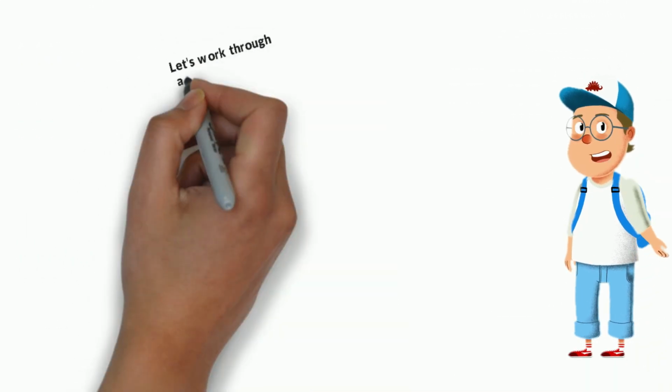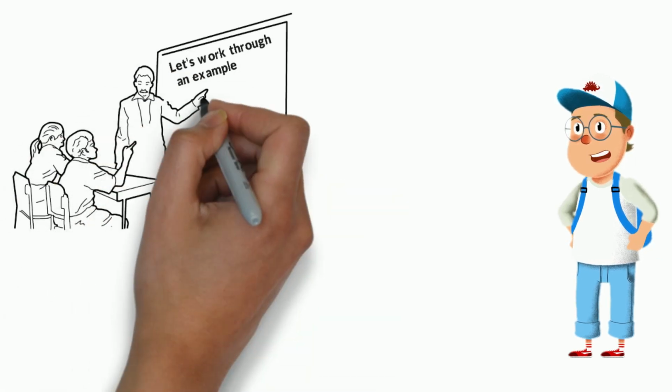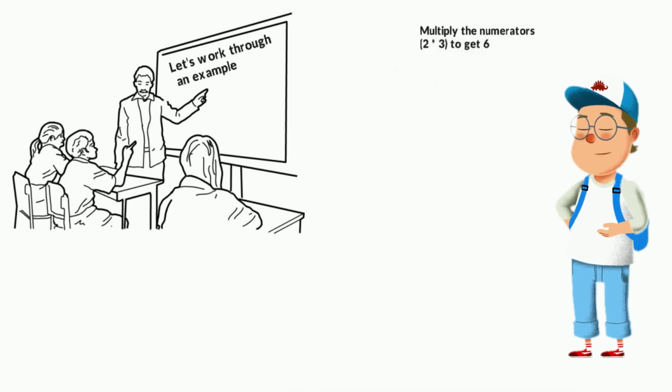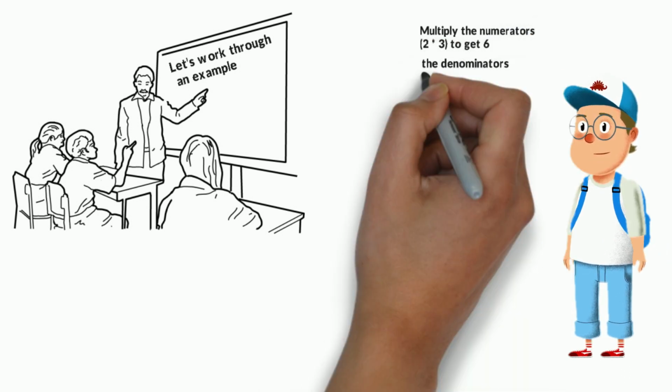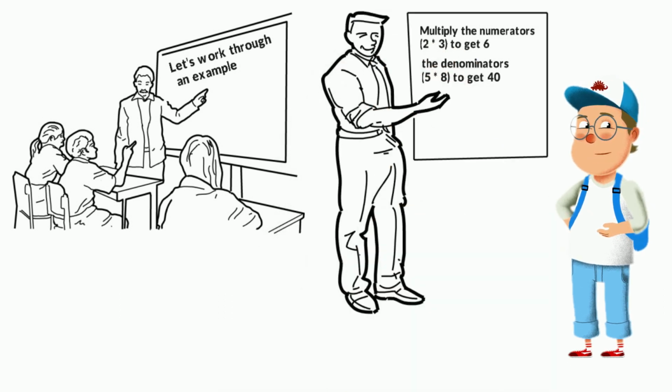Let's work through an example. We have 2/5 times 3/8. Multiply the numerators, 2 times 3, to get 6, and the denominators, 5 times 8, to get 40. So, 2/5 times 3/8 equals 6/40.